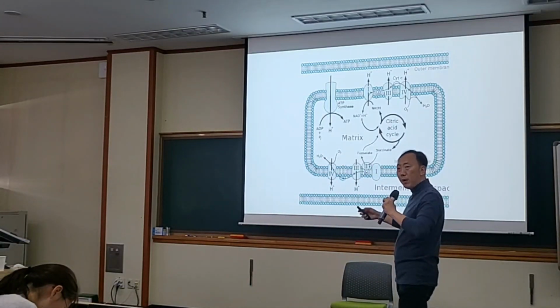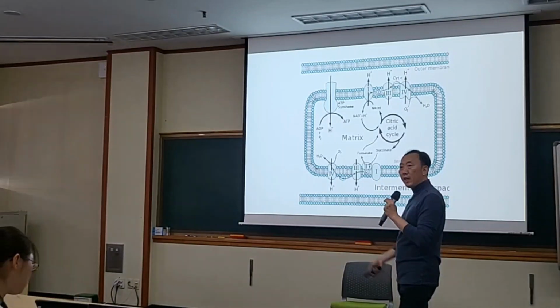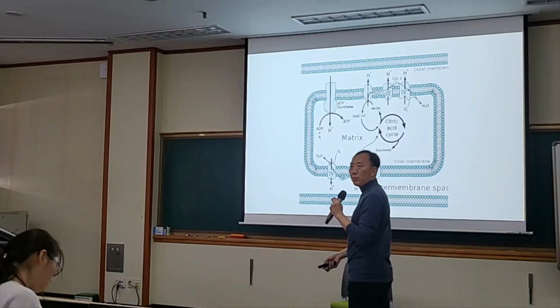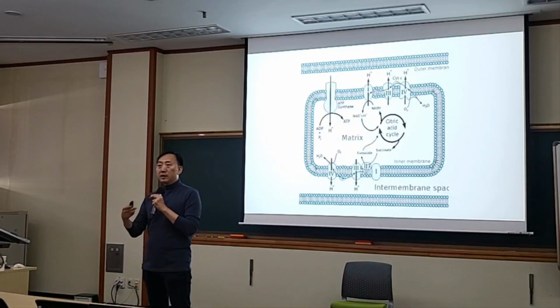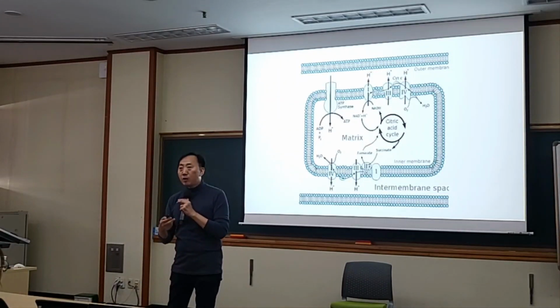So pumping out is a pump. Coming in and generating ATP, we call ATP synthetase. It's the same reaction, a reversible reaction in a different direction, so we give it a different name. Now, other photosynthetic bacteria, how do they do that?